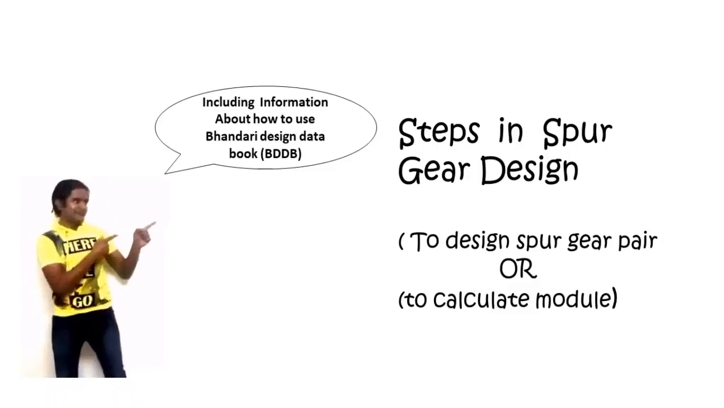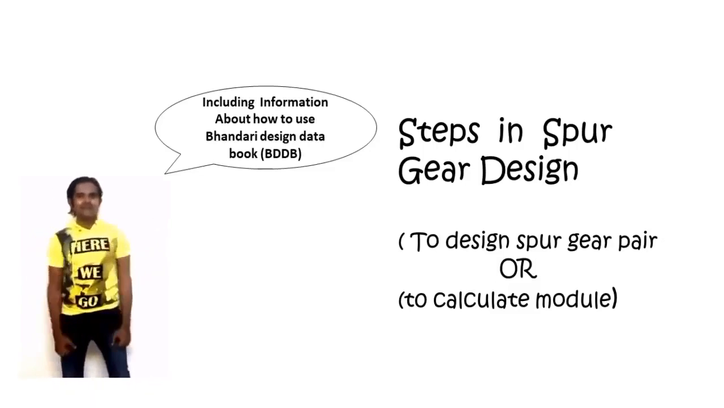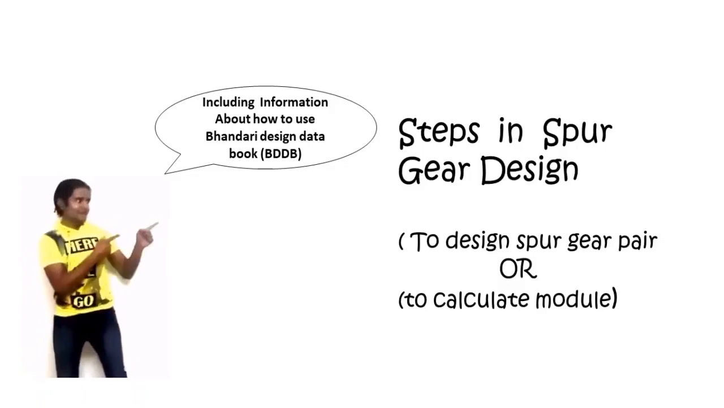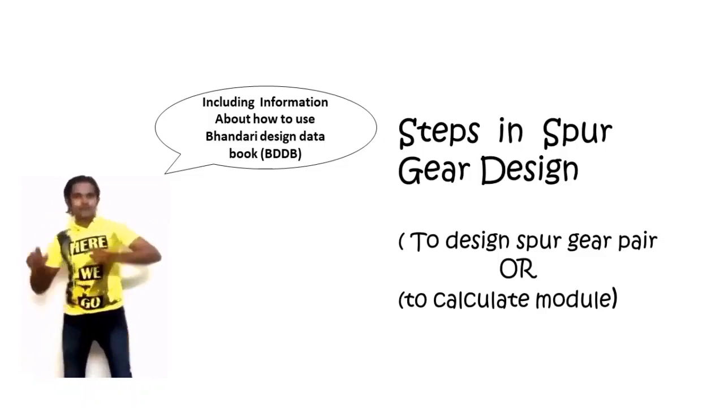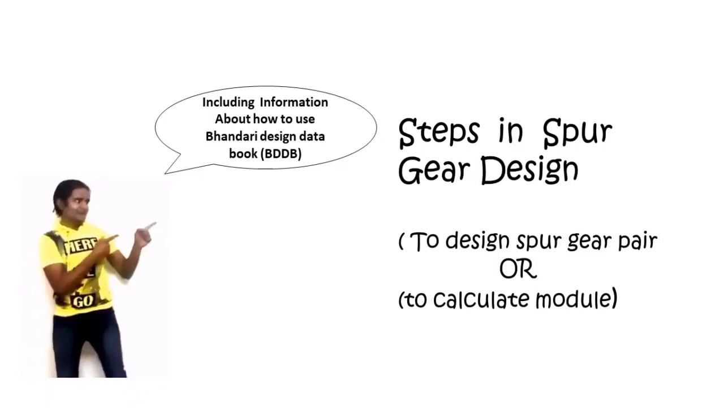Here I have included which formula on which page number of Bhandari design data book you can find, that I have included over here. So this video is special because every step is fixed, and on which page number which formula you can find out, that is also fixed. So it will be easy for you to calculate numericals on the basis of this step by step procedure of the spur gear design.